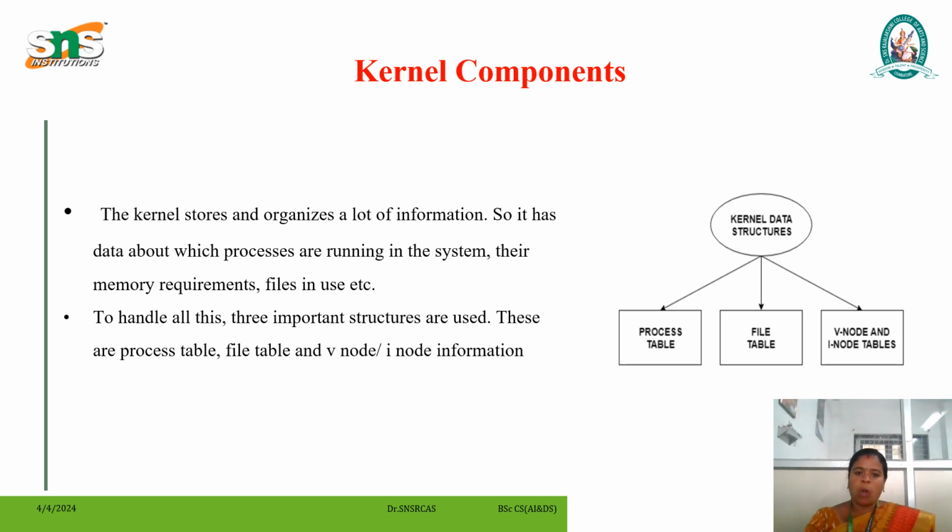Next one, kernel components. Most of the kernel data structures are only accessible by the kernel and its subsystems. They may contain data as well as pointers to other data structures. The kernel stores a lot of organized information, so it has data about which processes are running in the system, their main memory requirements, files and usage, etc. For the kernel, three important structures are used. These are the process table, the file table, and the vnode and inode information.